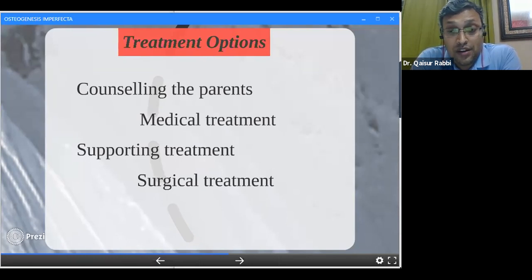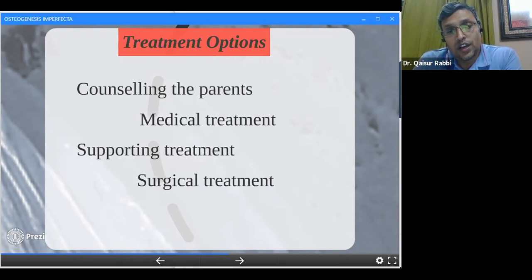And I have also seen parents who are easily coping after 17 fractures in consecutive 6 years, and they are still hoping for the best for their child. So we can divide the treatment option into either medical treatment, supportive treatment, or surgical treatment. We don't want to go for surgery in the first instance.